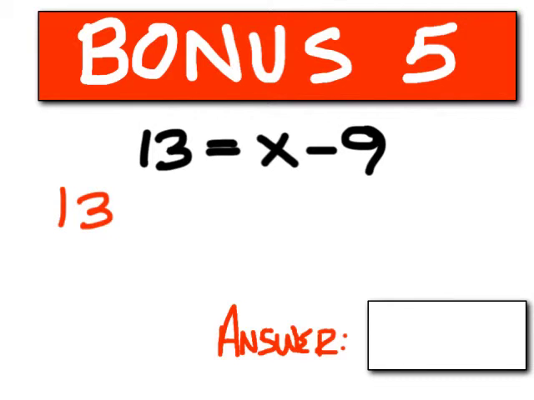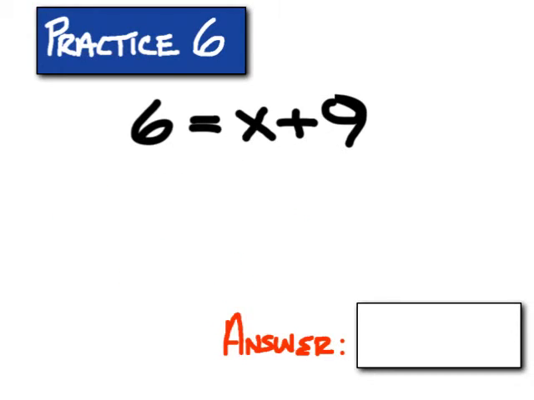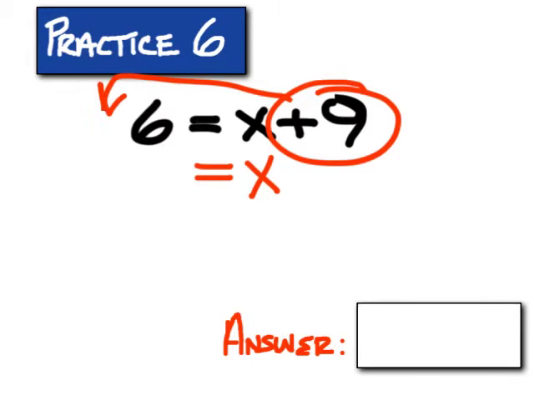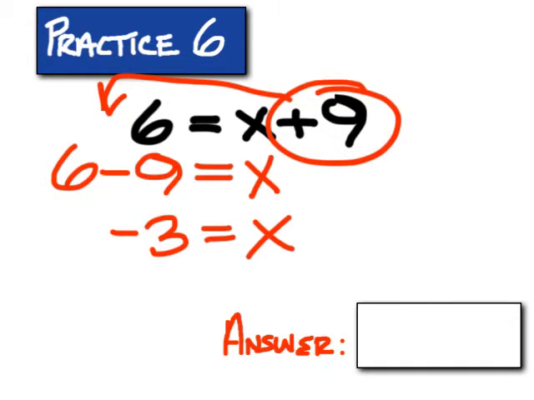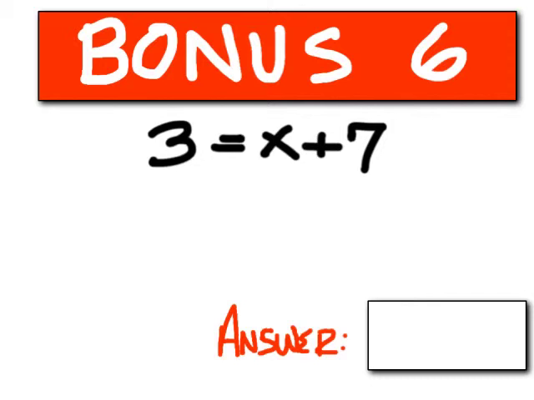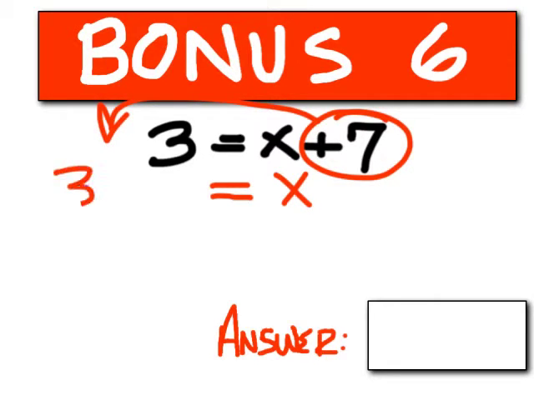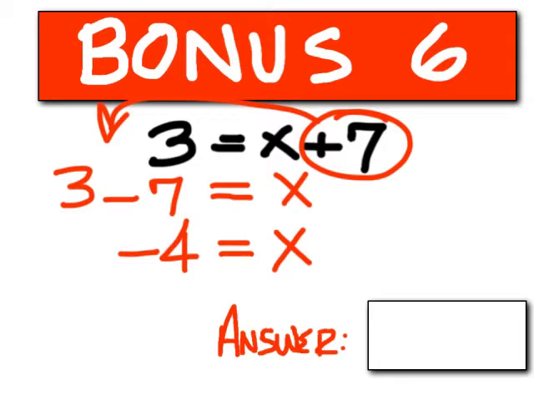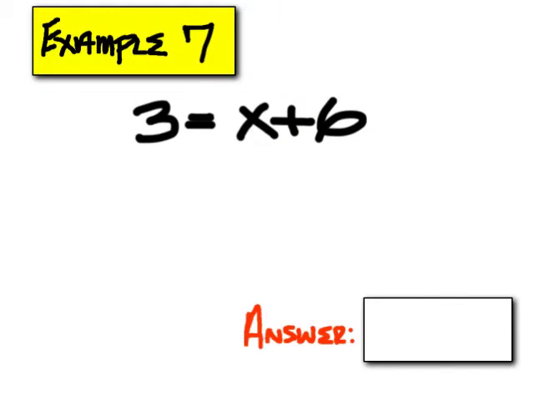Right? That should be 13 plus 9, which is 22. On this one, leave your x on the right, move this to the left, and make it 6 minus 9, which is a negative 3. For this, you must have this moved to the left side to become minus 7. 3 minus 7 is negative 4. That is your answer for x.